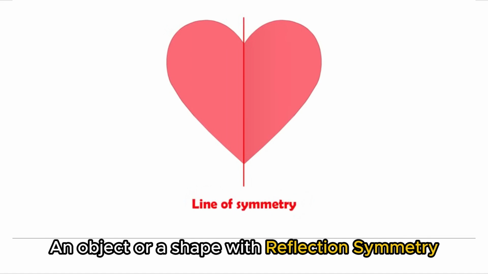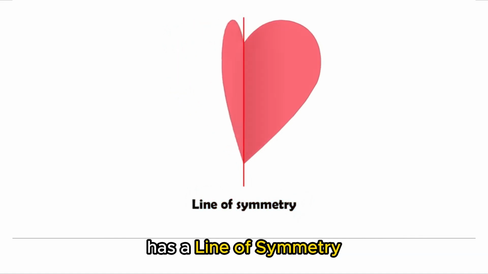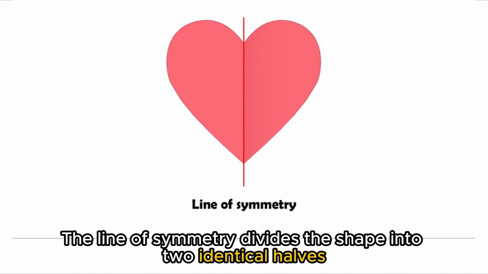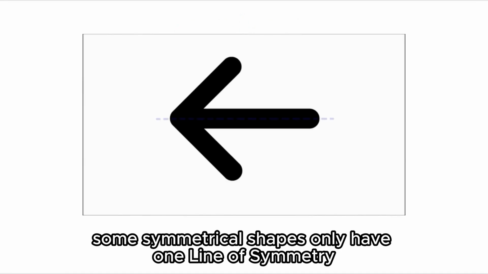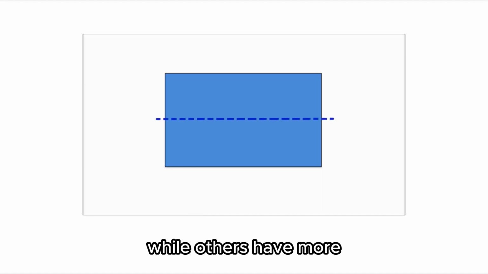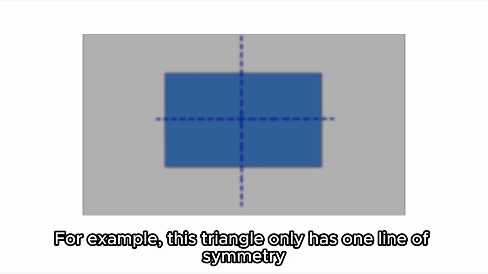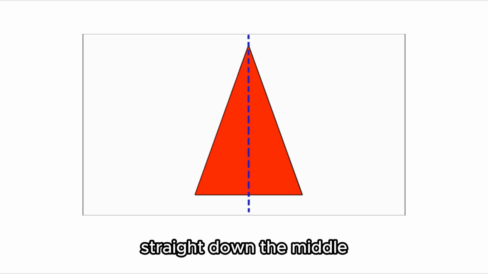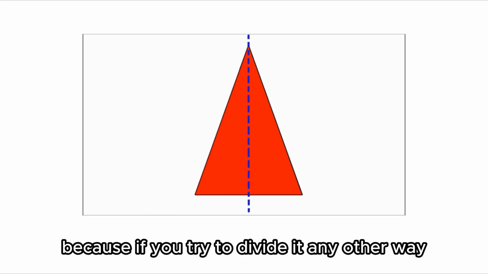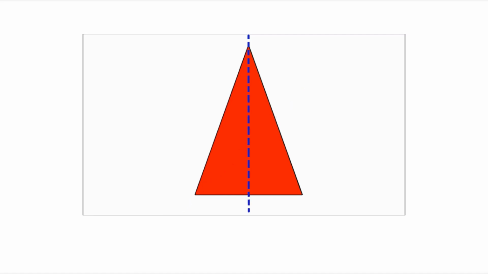An object or a shape with reflection symmetry has a line of symmetry. The line of symmetry divides the shape into two identical halves. Some symmetrical shapes only have one line of symmetry, while others have more. For example, this triangle only has one line of symmetry, straight down the middle, because if you try to divide it any other way the pieces don't match up.